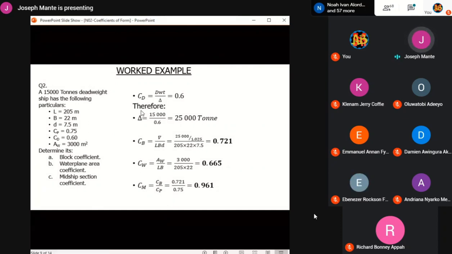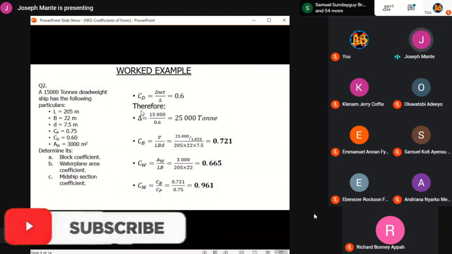How do you calculate for the block coefficient? The block coefficient is volume displacement over length times breadth times depth. You have length there, breadth there, depth there. But how do you find the volume displacement? Before you can find the block coefficient, you have to find the volume displacement first. So we can say that the CD is equal to deadweight over displacement, at 0.6. We already know the deadweight, because it is 15,000 tons deadweight. So when you calculate that, we can get the displacement.